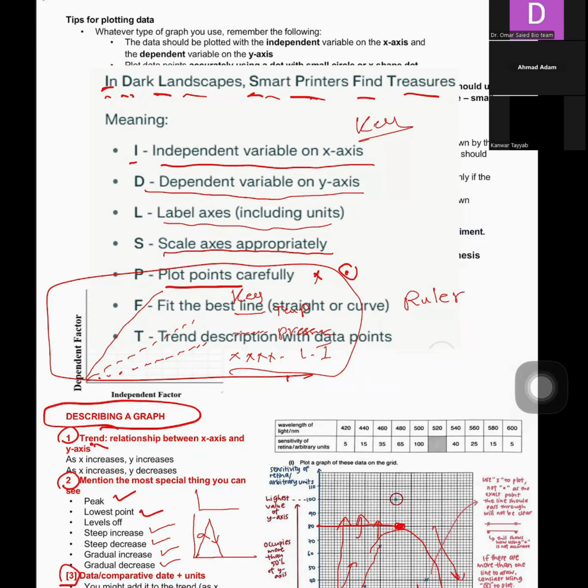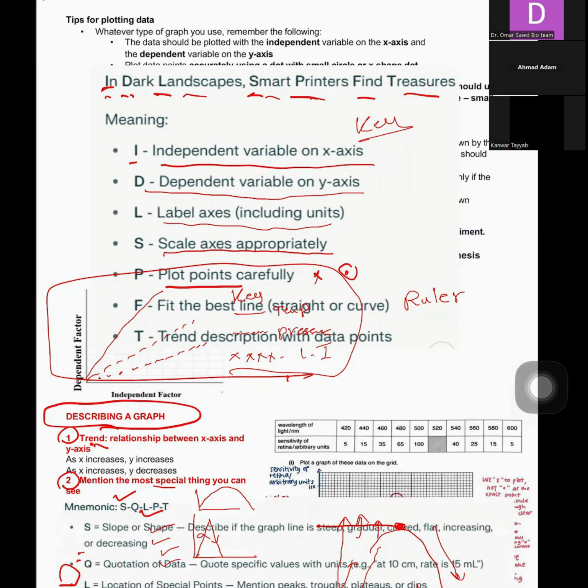For another graph, let's compare between gradual increase and gradual decrease. This is called gradual increase. This is called gradual decrease. You have to mention the most extreme point in your graph. Next, you have to mention when it's constant. So to understand how to describe a graph, I memorized you in this. This is what?